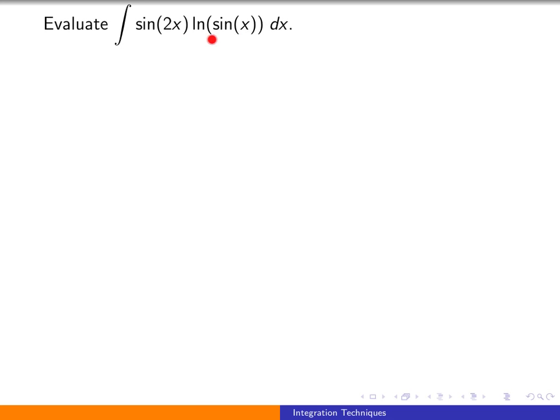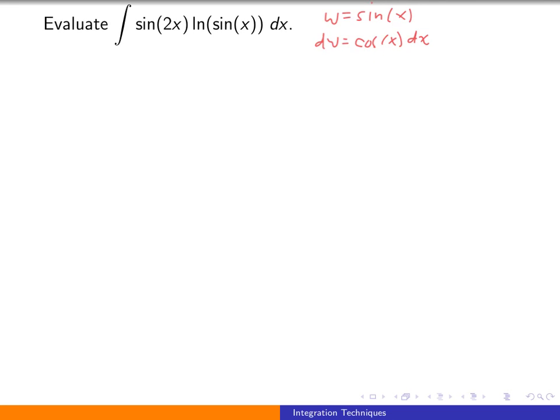We see that the sine function is inside the natural log, so that makes sine a natural choice to try for the substitution. So let's go ahead and say w, the variable for our substitution, is sine x. Then dw would be cosine x dx. So somehow in our integrand we need to manipulate the sine of 2x so that we can get the cosine x to come out of it.